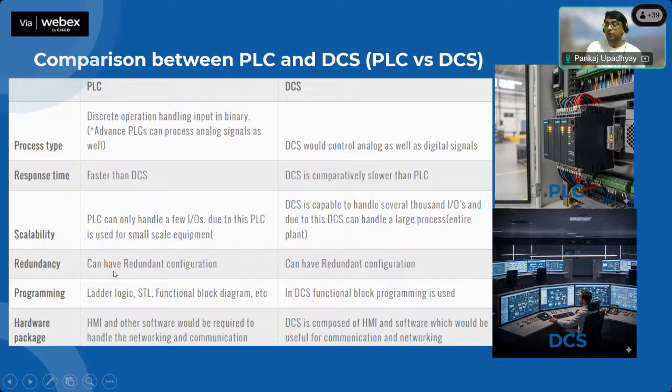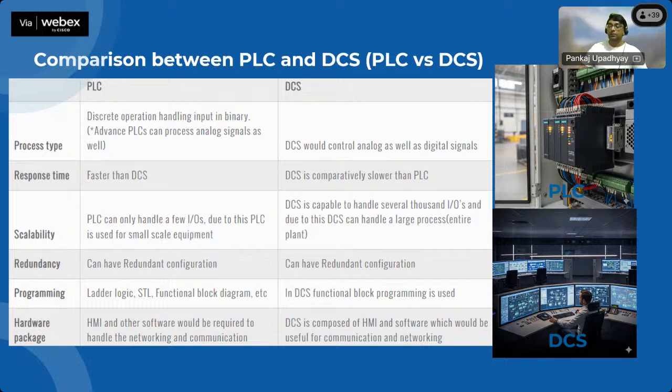When we talk about redundancy, we have a redundant configuration like master PLC and slave PLC. In a similar way, we have it in DCS. For the programming logic, we have ladder logic and we use function block diagrams. These kinds of logic programs we use in PLC. In DCS, we use functional programming majorly to send those commands and program it.